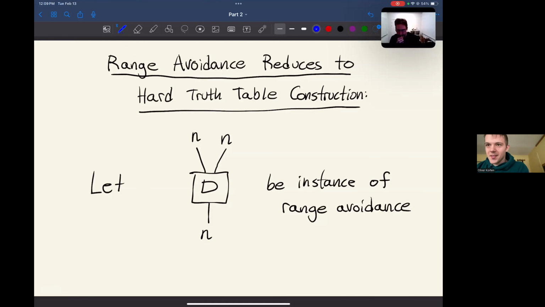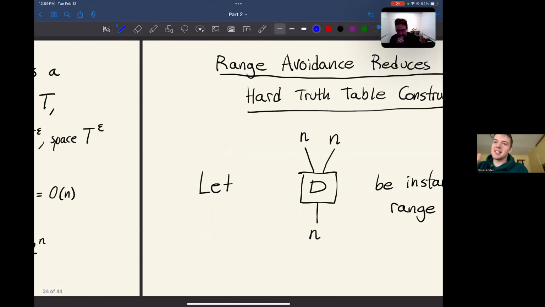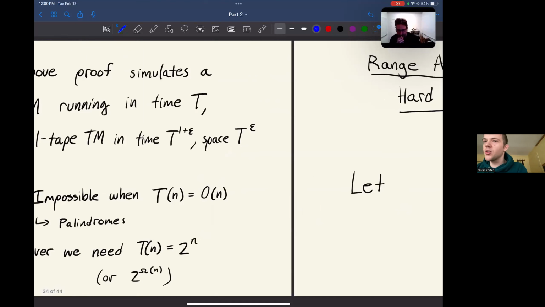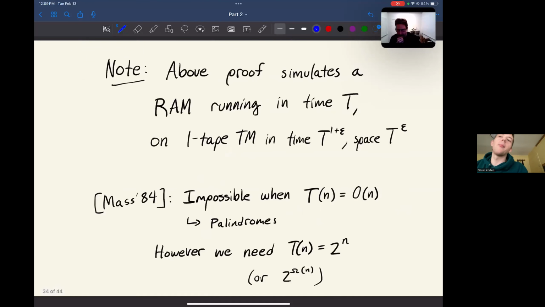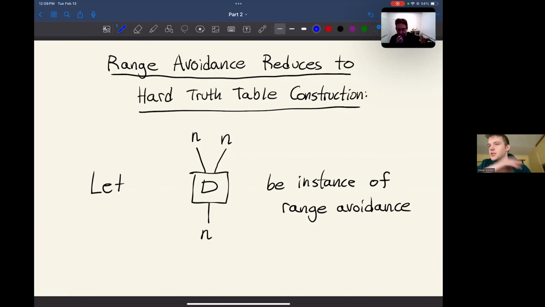So that concludes what I was going to show about this lossy code problem. And now I just wanted to return quickly to the original range avoidance problem and prove the result I mentioned in the first part of the talk, that we can reduce range avoidance to the construction of a hard truth table. I'm saving this for the end because the proof technique is very similar to what we just saw. It's not going to involve anything new. It's actually going to be much simpler.